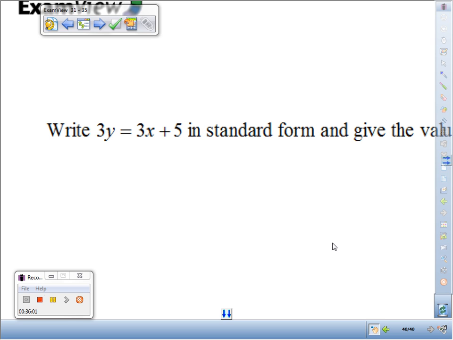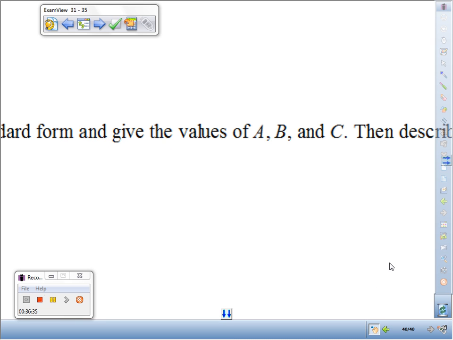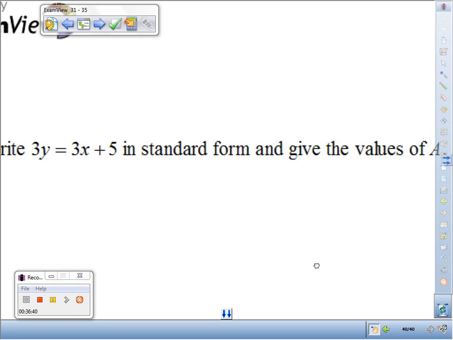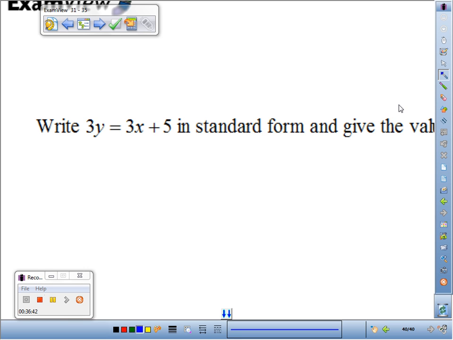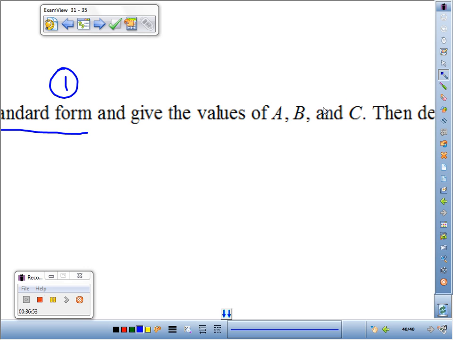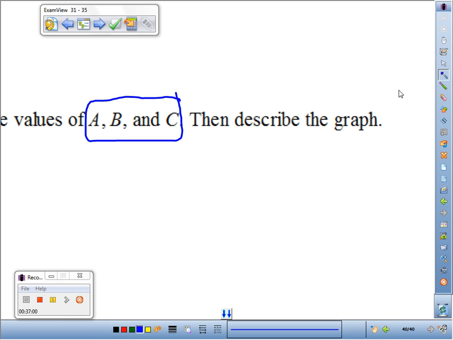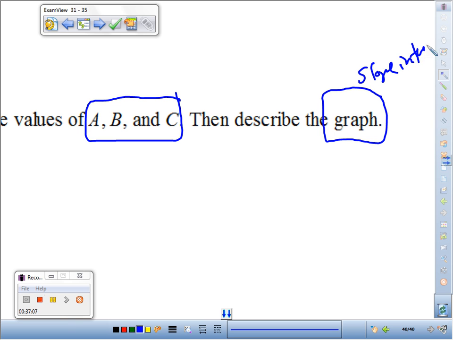Okay, here we go. Number 31. It says, write 3y equals 3x plus 5 in standard form and give the values of A, B, and C and describe the graph. So first of all, it's asking us to do three different things. Number one, write it in standard form. Number two, they want us to identify A, B, and C. And number three, they want us to identify the graph. That means for the graph, we need to write it in slope-intercept form.